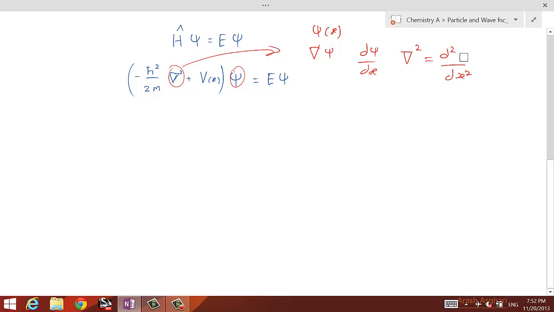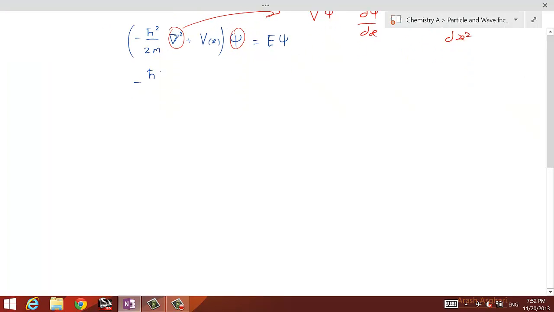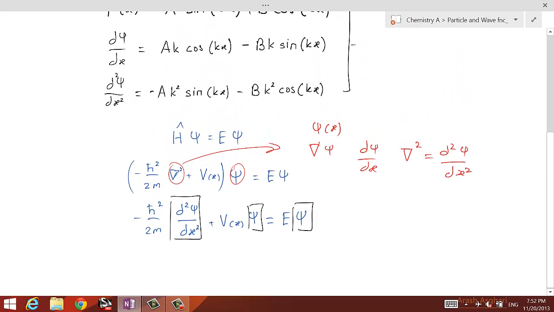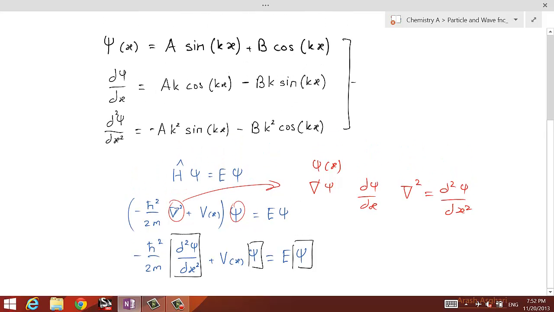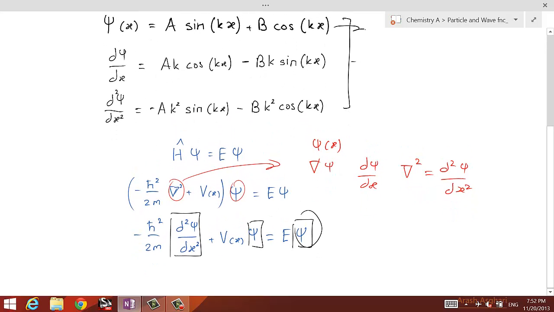So minus h bar squared over 2m, and differentiate the psi function twice, plus the potential energy on my psi function, equals the energy E on my psi function. Now you see this and this and this, and your psi function is up here. They are the same, and for this one you just use this one.